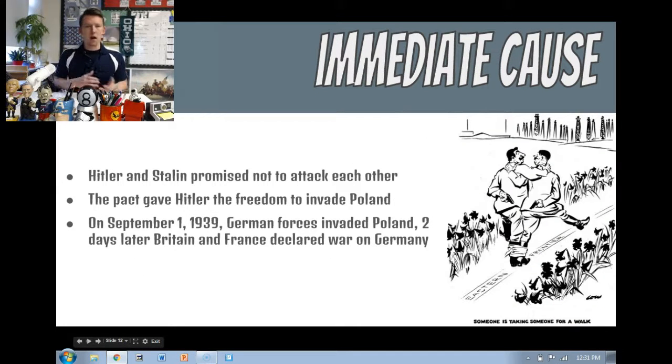So Hitler and Stalin promised not to attack each other. The pact gives Hitler the freedom to invade Poland. On September 1st, 1939, German forces invade Poland, and 2 days later, Britain and France declare war on Germany. That was kind of the line in the sand. We did not give you permission to take over Poland. If you take over Poland, you're going to suffer the consequences, i.e. we're going to attack you. And that's exactly what happens.